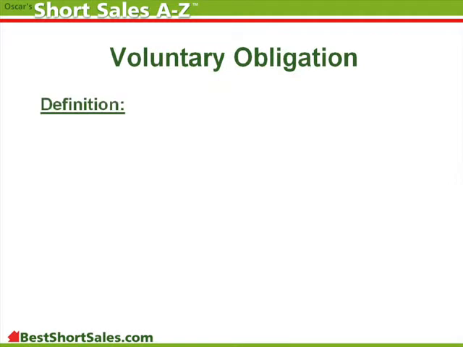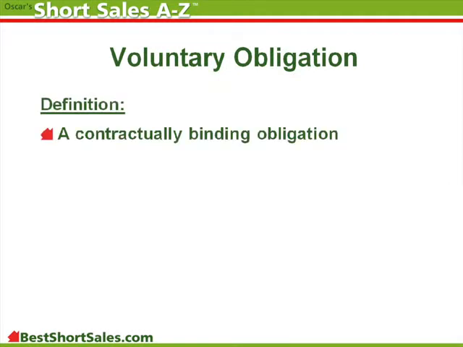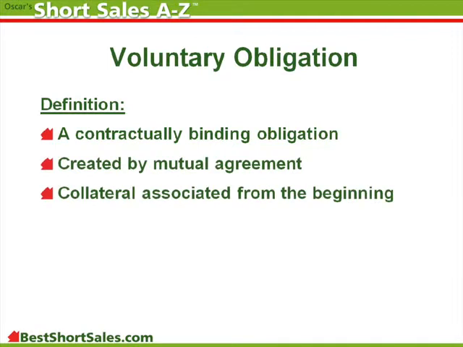Voluntary obligation. A voluntary obligation is a contractual and binding obligation voluntarily accepted by all parties to enforce payment of debt. The debtor-creditor relationship is created by mutual agreement. In real estate, collateral is associated with the obligation from the beginning. In real estate financing, a voluntary obligation to pay debt is called a promissory note.